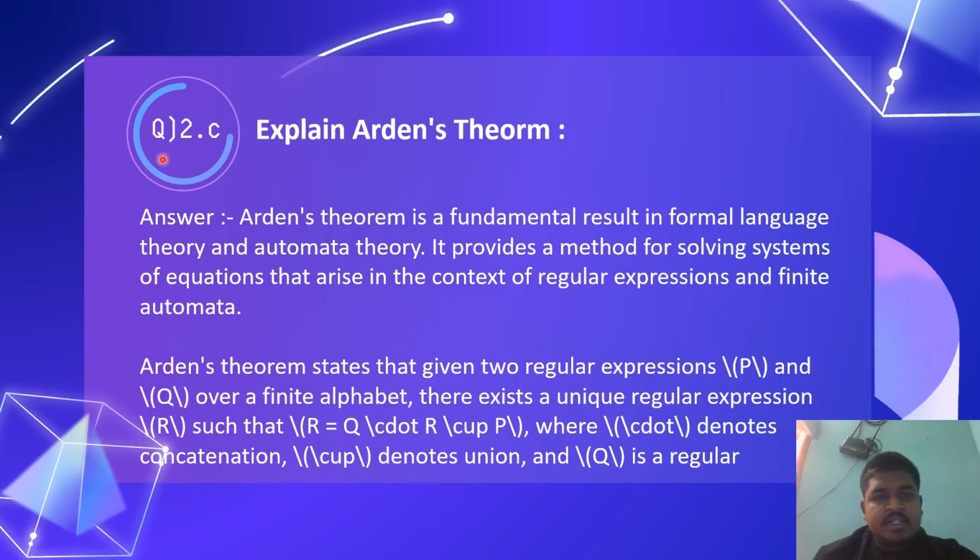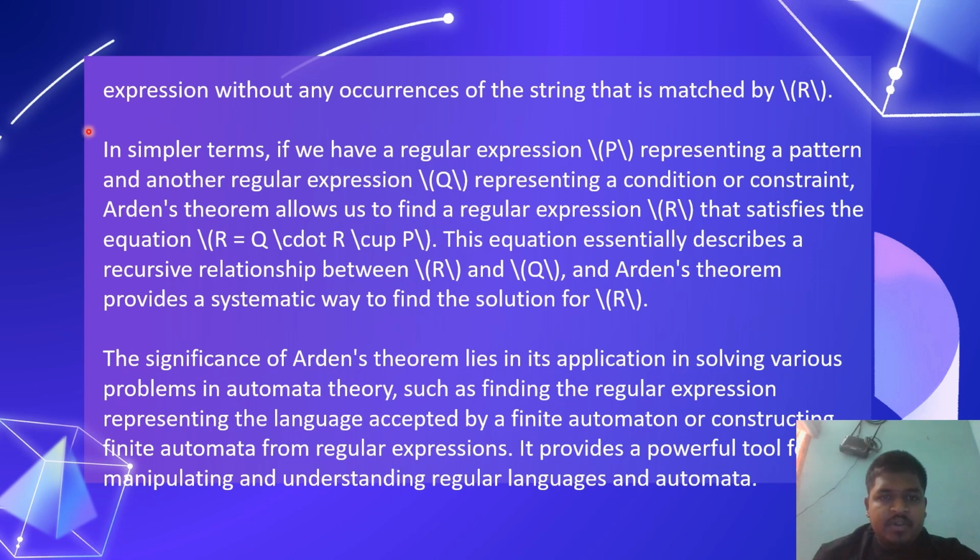For question number two C, explain Arden's theorem. Answer: Arden's theorem is a fundamental result in formal language theory and automata theory. It provides a method for solving systems of equations that arise in the context of regular expressions and finite automata. Arden's theorem states that given two regular expressions P and Q over a finite alphabet, there exists a unique regular expression R such that R equals Q concatenated with R union P, where concatenation and union are denoted accordingly, and the regular expression does not contain the empty string matched by P.